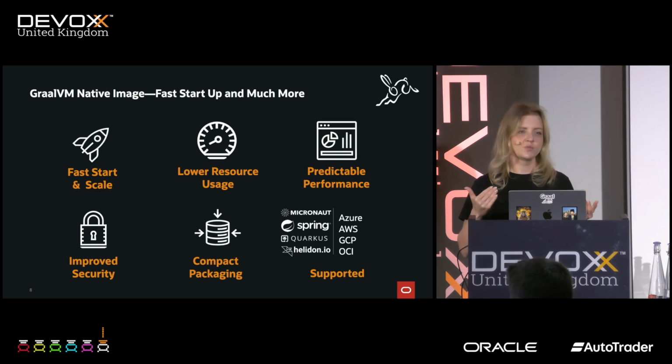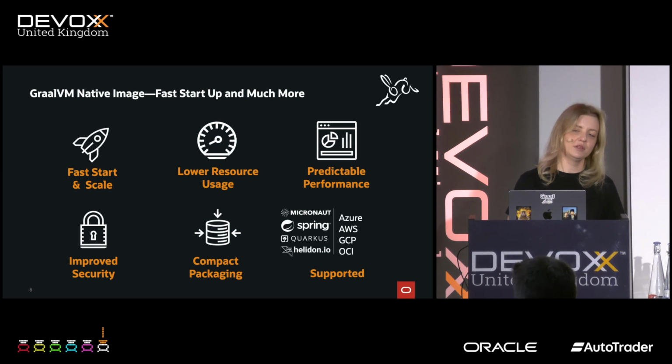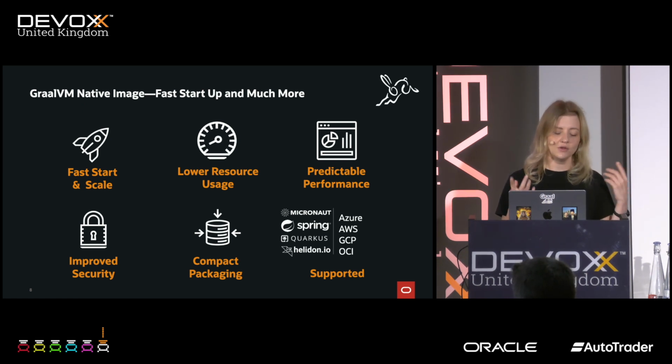So the performance profile is very stable over time. There is also an additional interesting layer of improved security that native image adds on top of the JVM because of this closed world assumption and eliminating all the code that you don't need. And also with native image, you can produce very small binaries and very small container images, so you can deploy your application much faster and scale it much faster.